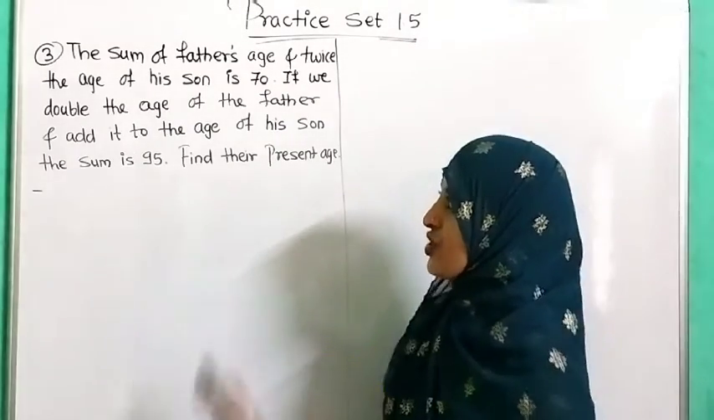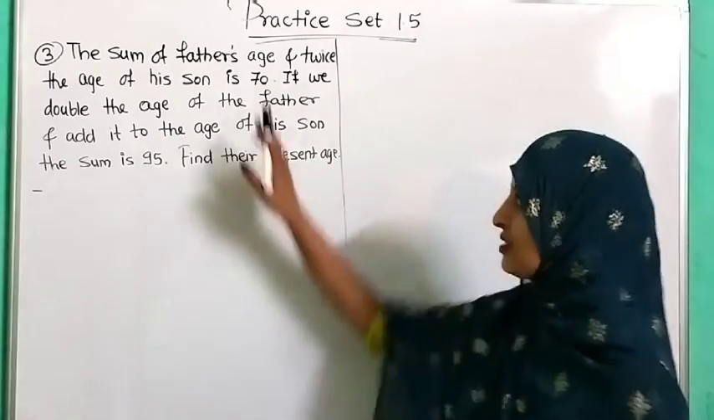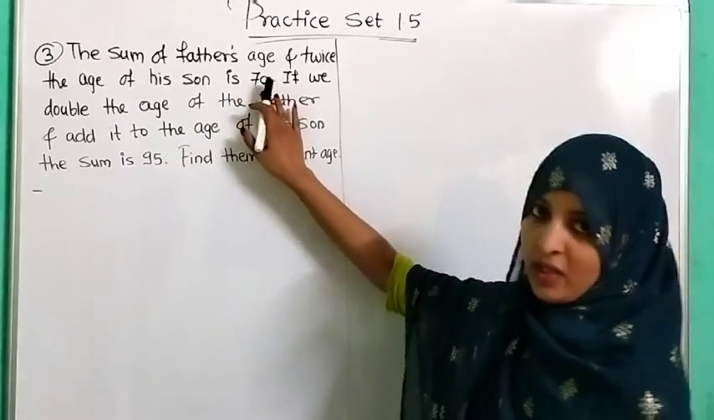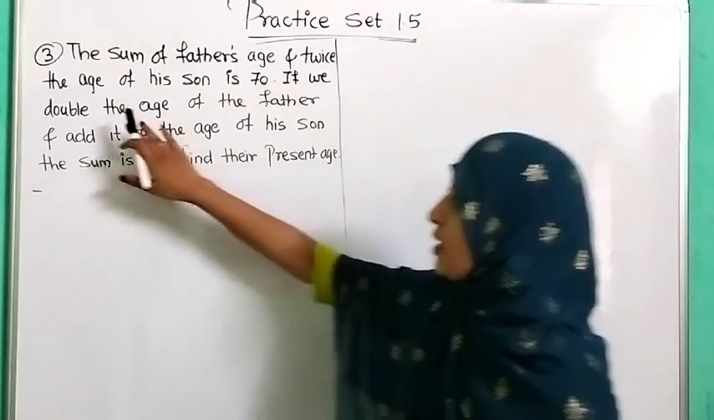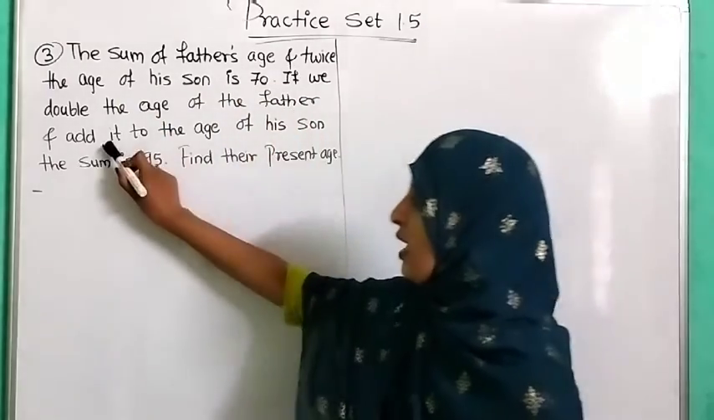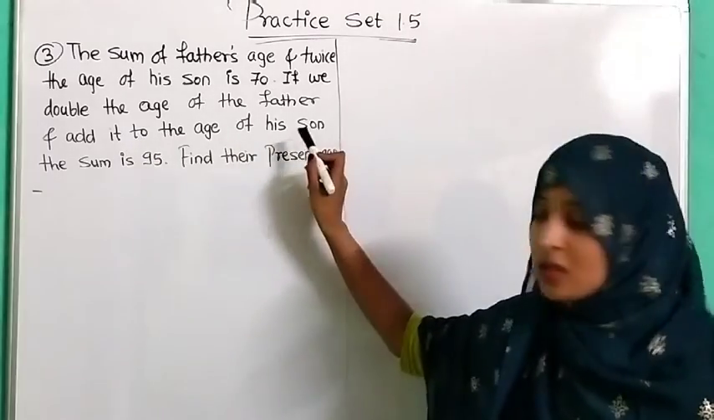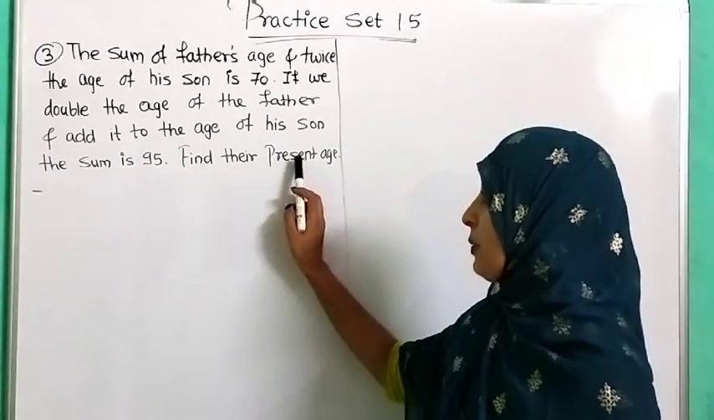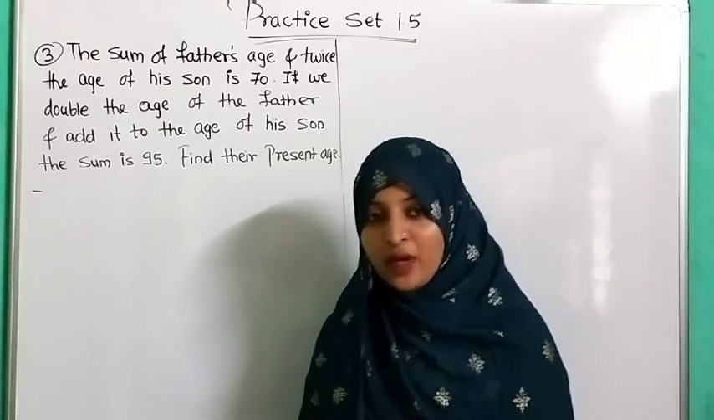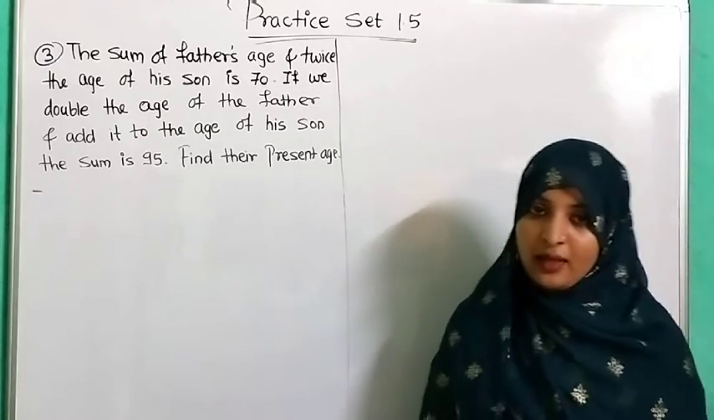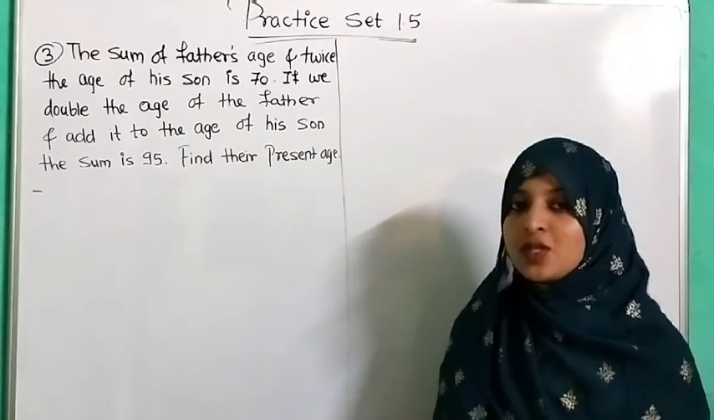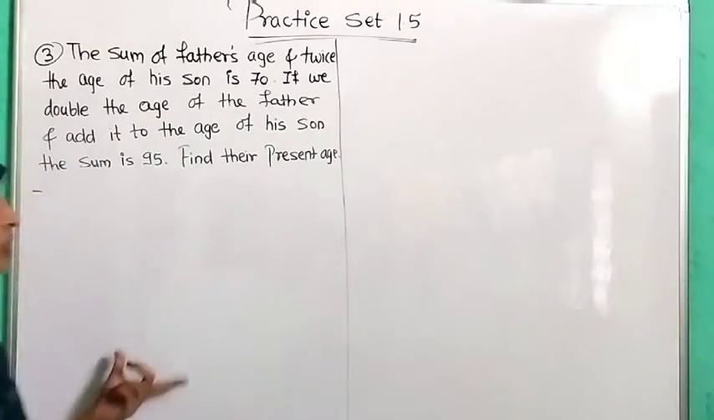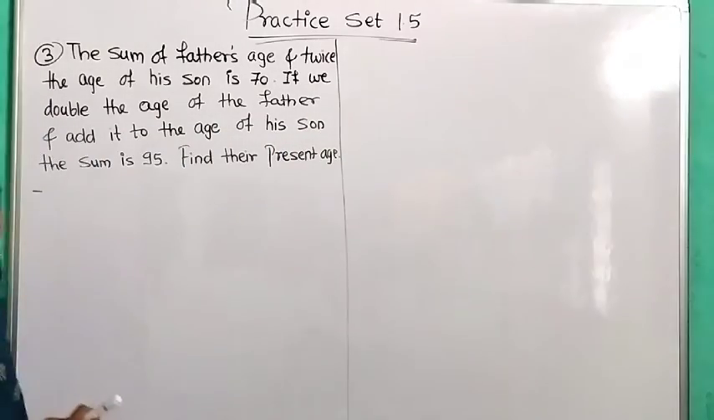Now the third question is, the sum of father's age and twice the age of his son is 70. If we double the age of the father and add it to the age of his son, the sum is 95. Then find their present ages. Means we have to find the present age of the father and the son. So let us assume the ages of father and son, and then we are going to find the present ages.